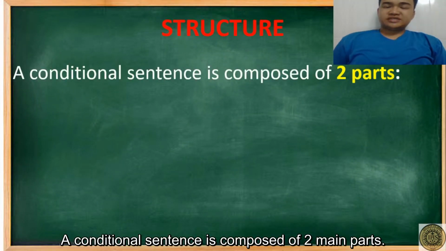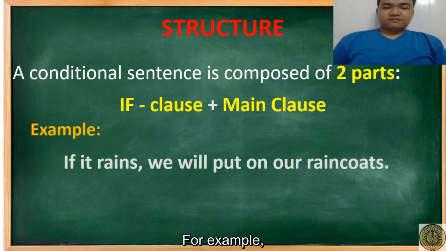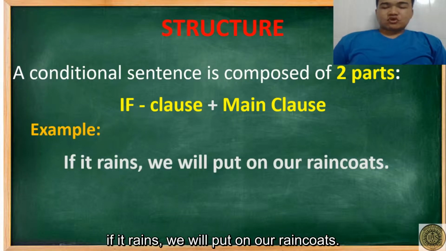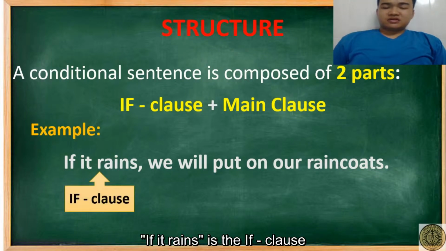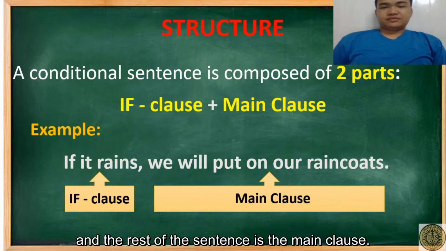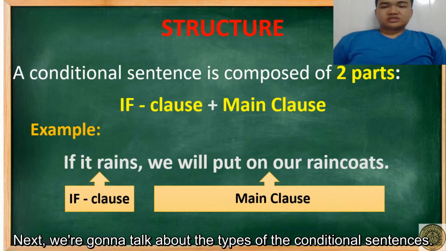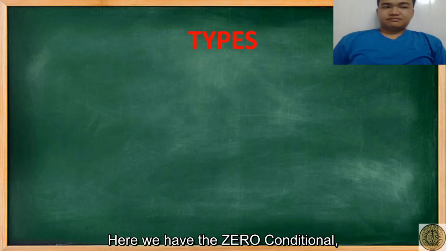A conditional sentence is composed of two main parts. They are the if clause and the main clause. For example, if it rains, we'll put on our raincoats. Here in this sentence, if it rains is the if clause and the rest of the sentence is the main clause. Next, we're gonna talk about the types of the conditional sentences.